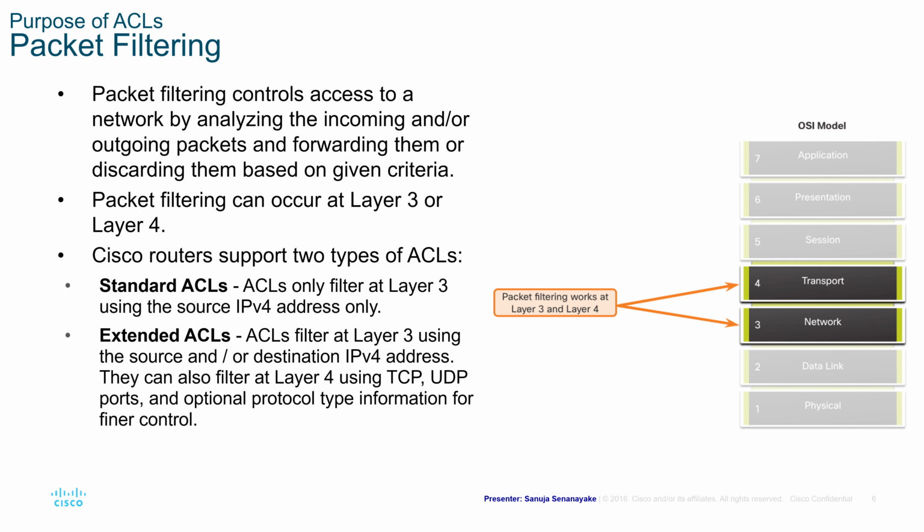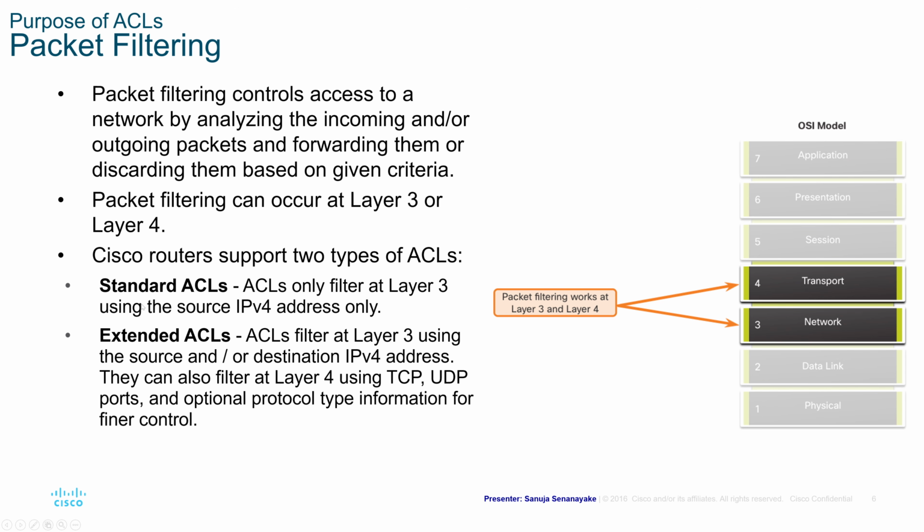So remember, on the right hand side, we have the OSI model. Remember, we have the physical, data link, network, transport, session, presentation, and application layers. Those are the layers of the OSI model. The ACLs operate on layer 3 and layer 4, which are the network layer and the transport layer.